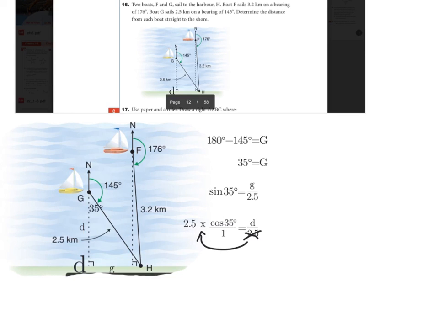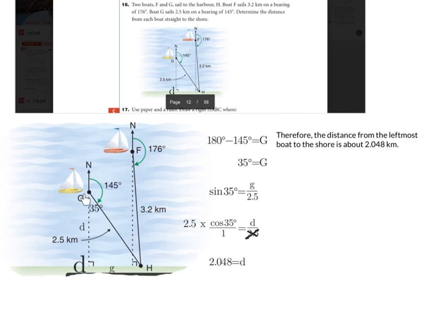So here we just have cos of 35 degrees times 2.5 divided by 1, which is unnecessary. It won't change the answer. And that is approximately 2.048. Therefore, the distance from this boat to the shore is about 2.048 kilometers. Let's do the other one now.